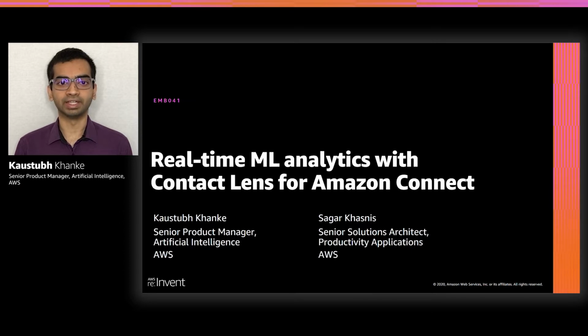Today, I'm excited to talk to you about the new real-time machine learning analytics that we've introduced in Contact Lens for Amazon Connect. With these capabilities, you can now enable contact center supervisors to detect customer experience issues during live calls and resolve them faster. Joining me today is my colleague Sagar Khasnas, who will be conducting a short demo of these new capabilities. Sagar is a Senior Solutions Architect for AWS Productivity Applications.